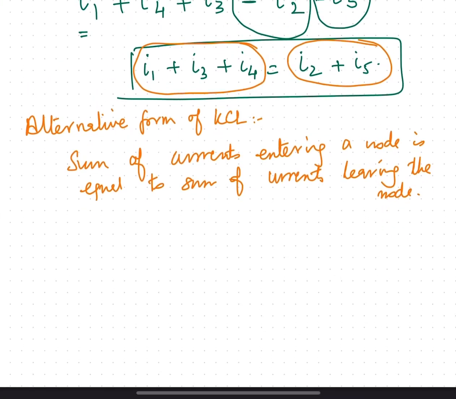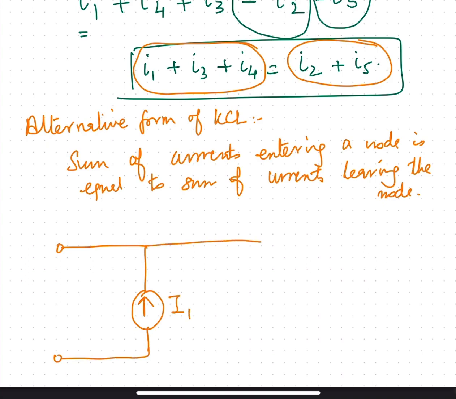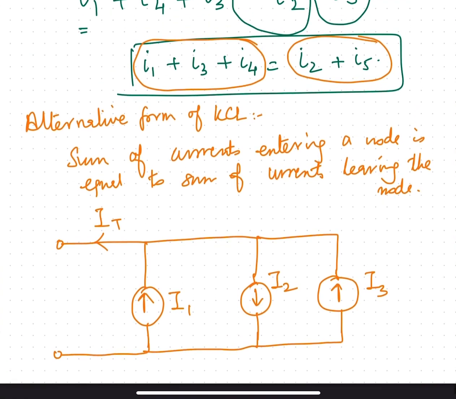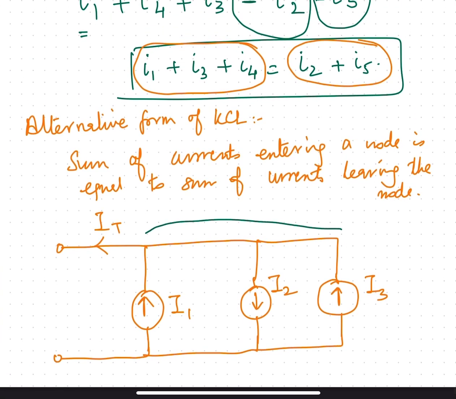Okay, so let's take an example of a circuit. Let's say you have, this is a current source with a current of I1. The arrow denotes the direction of the current. So what can you say about this current IT, which is the current leaving this node? You can think of these 3 points as one node. So if you apply KCL at this node, what do you get? IT is going out, right? I2 is also going out.